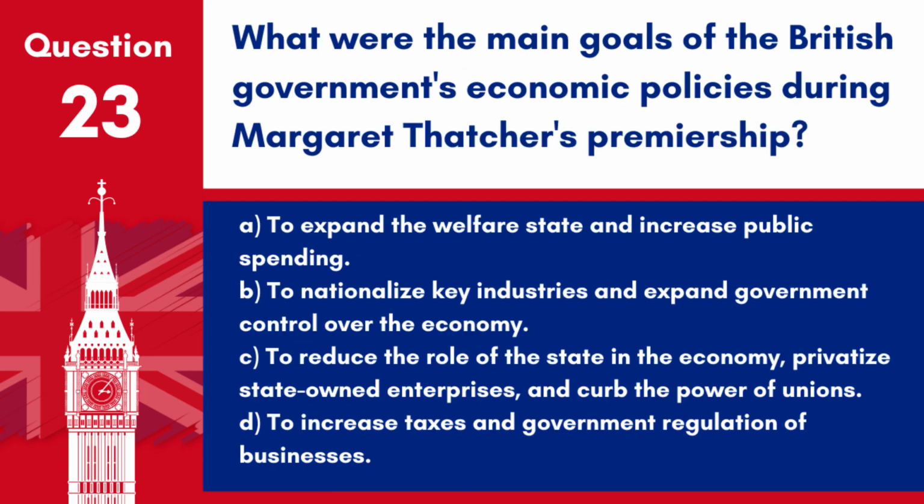Question 23. What were the main goals of the British government's economic policies during Margaret Thatcher's premiership? A. To expand the welfare state and increase public spending. B. To nationalise key industries and expand government control over the economy. C. To reduce the role of the state in the economy, privatise state-owned enterprises, and curb the power of unions. D. To increase taxes and government regulation of businesses.